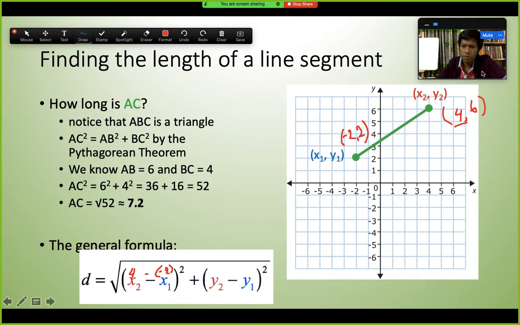Then y2 minus y1. y2 is 6, y1 is 2, so 6 minus 2 means 4, and 4 squared. Then 4 minus minus 2 will be 4 plus 2, which is 6, so 6 squared. So basically 6 squared plus 4 squared, then it will be 36 and 16, ultimately 52. Then there is a square root, so the square root of 52, and the answer will be 7.2. So if the coordinates of these points are given without that line, you can directly use this formula to find the distance.